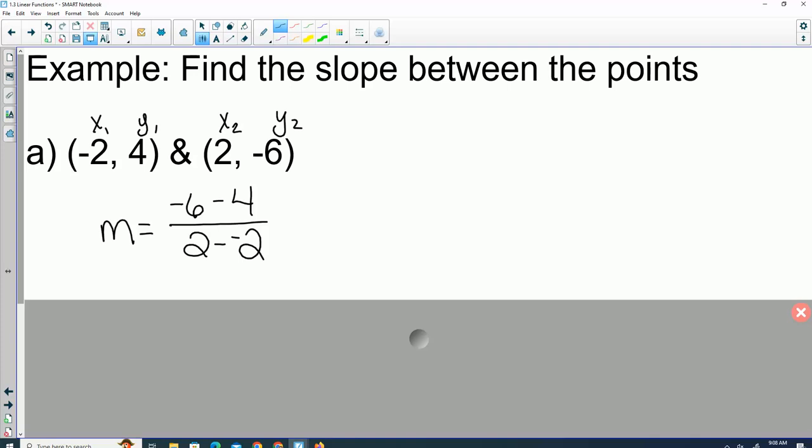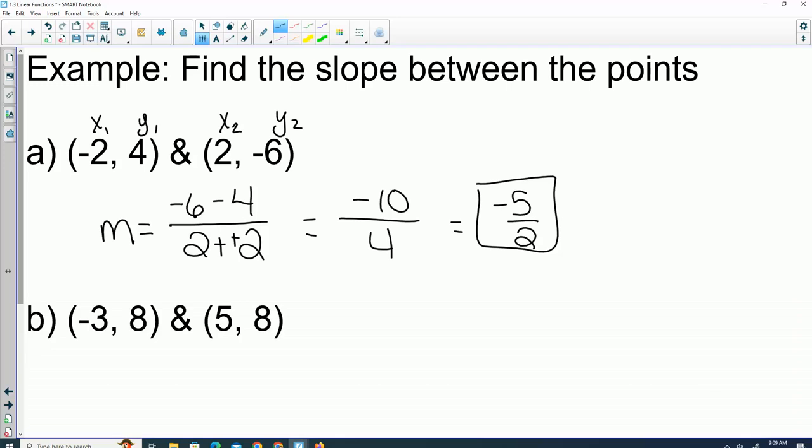Would it matter if you call this first ordered pair x2, y2 and the second one x1, y1? No, as long as you didn't flip the x's and y's when you set up your slope formula. So negative 6 minus 4 is negative 10 over 4. Typically we like to keep our slope as a fraction because when you're graphing it's a lot easier to do rise over run if you're looking at a fraction instead of a decimal. But we do want it in lowest terms. So negative 5/2. Alright, you guys do B.